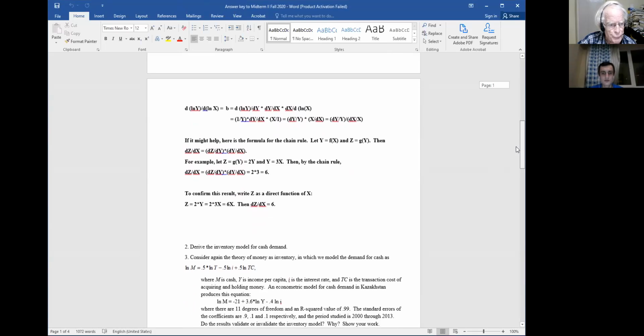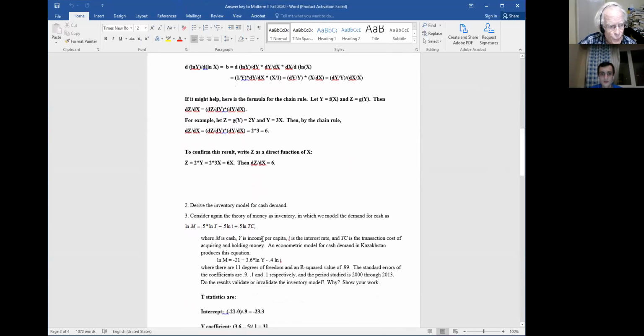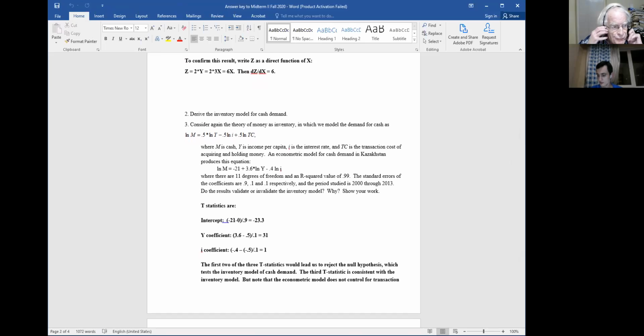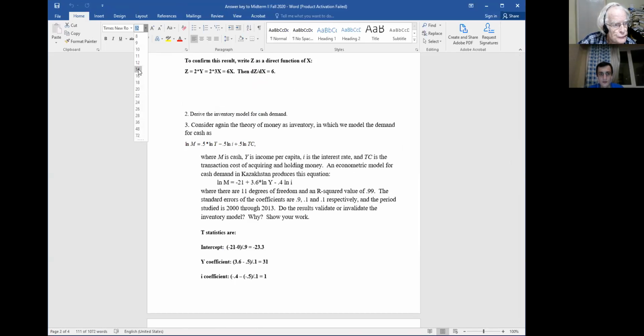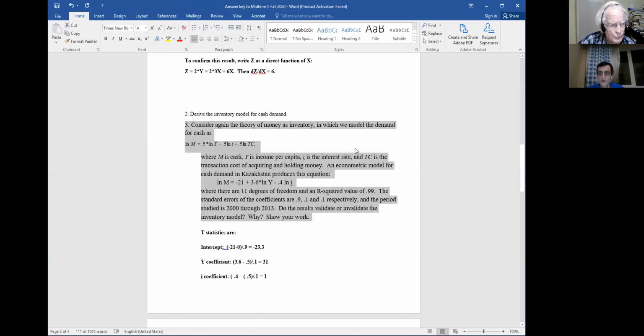I'm going to go through these problems in part because we will be using regressions later on, a bit of econometrics in the course. So let me be sure that you are comfortable with at least the basics. Okay, so let's look at problem number 3 on the midterm. I'll make this a bit easier for you to see by increasing the font size.